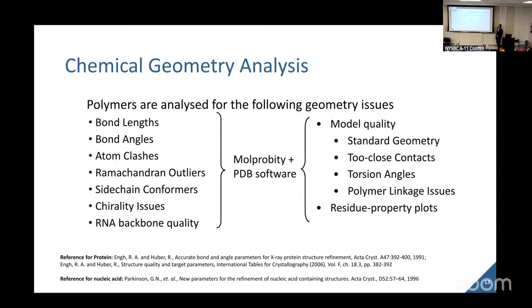In terms of the general chemical geometry analysis, the polymers, which are usually proteins and nucleic acids, are analyzed for the following geometry issues, for example, bond lengths, angles, atomic clashes, Ramachandran outliers, rotamer outliers, etc. These are analyzed by MolProbity and some PDB in-house software. The report will cover, for example, standard geometry, contact angles, and it will also generate residue-specific plots. The references are included here for the geometry validation.